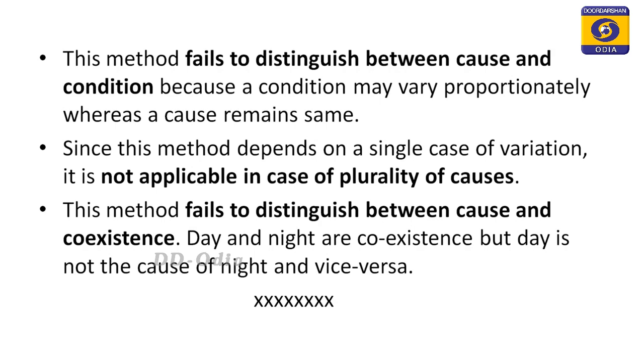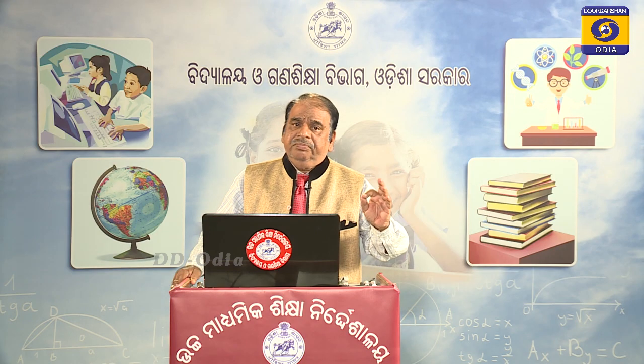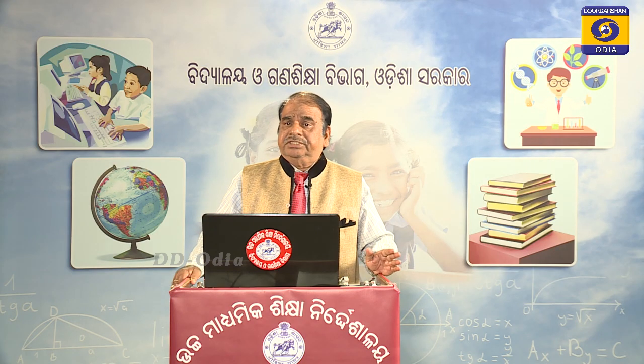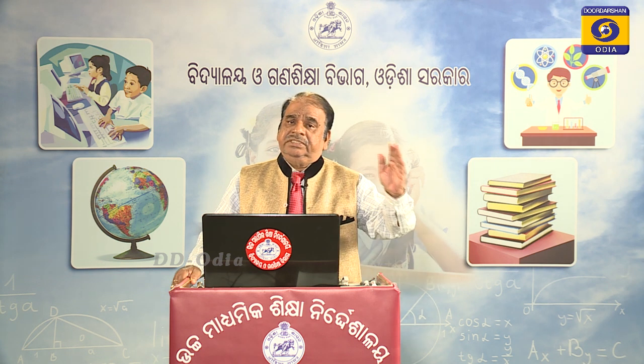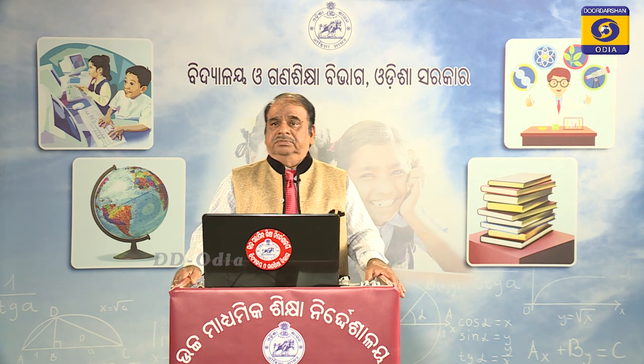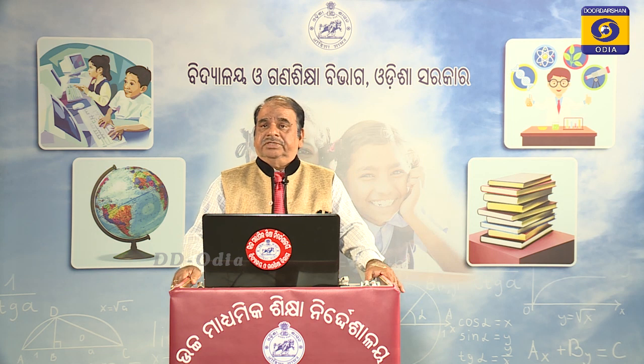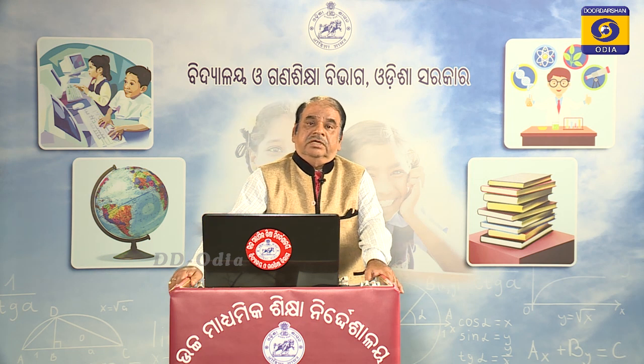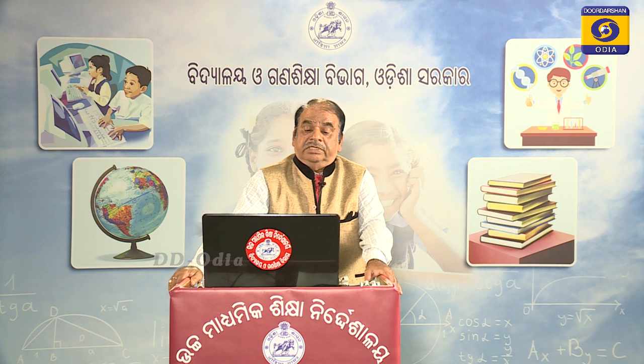So, only we can make an attempt in case of plurality of causes with the help of joint method of agreement and difference, but all the three other methods are incapable of helping us in deciding the causal relationship in cases of plurality of causes.